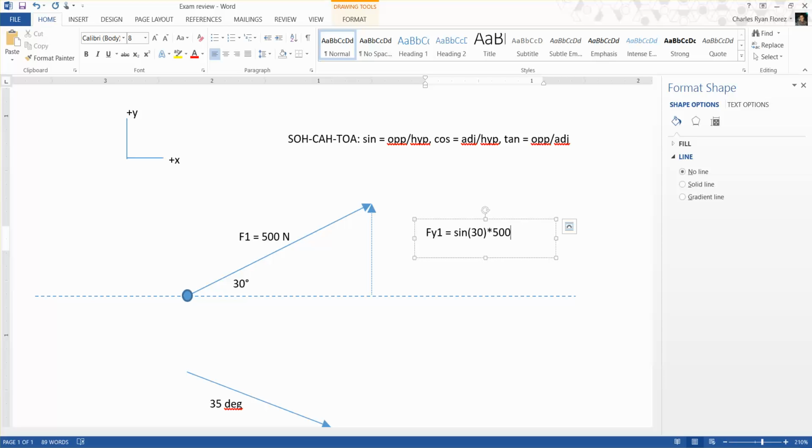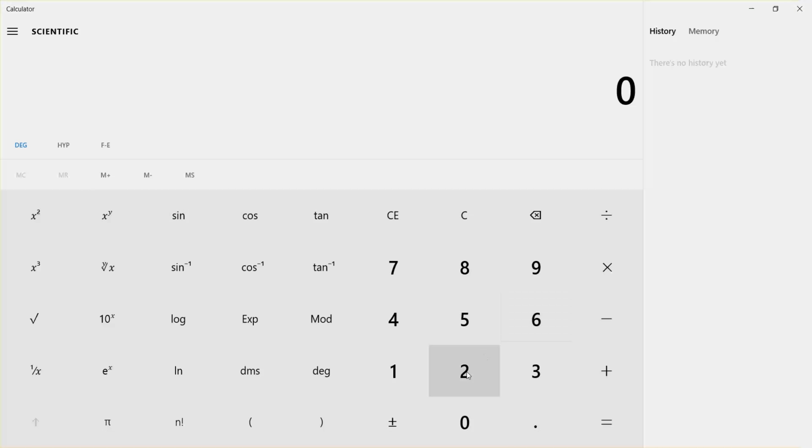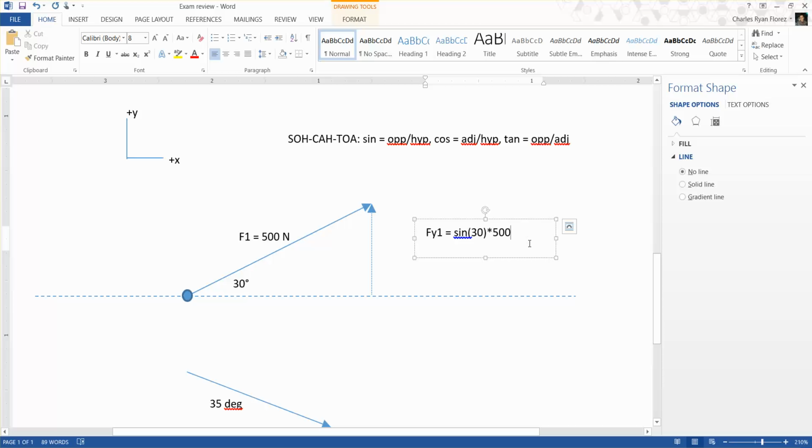multiplied by that 500. And if you do the calculation, keep in mind you have to be using degrees in your calculator, so if you're using radians, you'll get some other weird number, but if you're in degrees and you type in sine of 30, you should get 1/2. Am I in degrees? Yeah, I'm in degrees, so 1/2, 0.5. So 0.5 times 500 is 250. So we have F of y1.